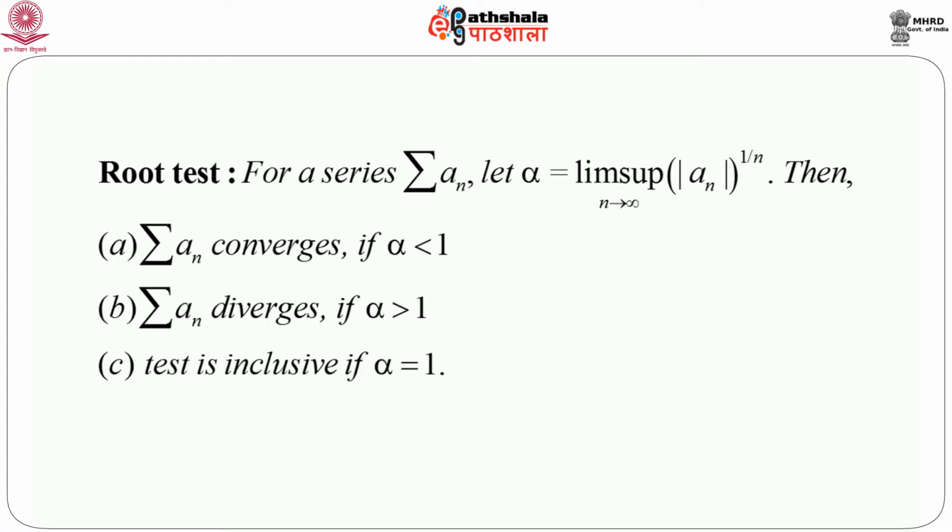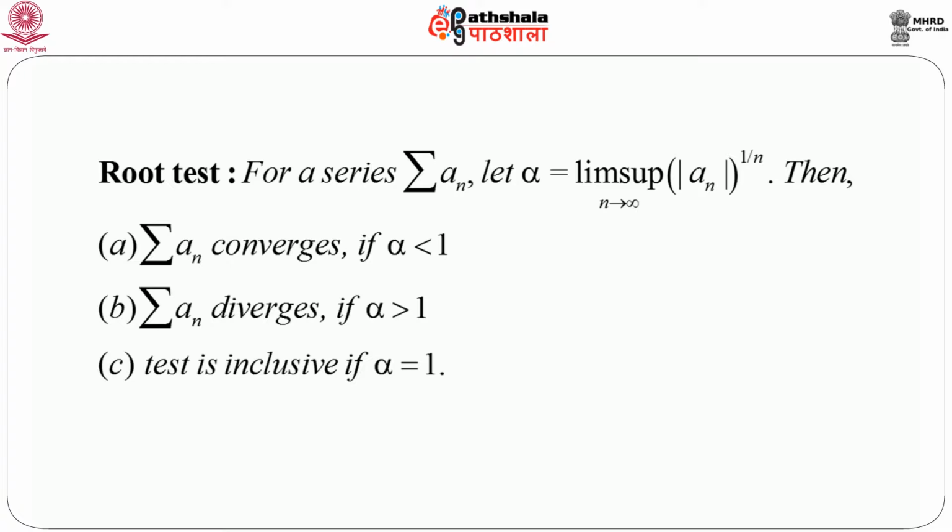That means nth root of modulus of a_n, and consider the lim sup of that sequence. Then summation a_n converges if alpha is less than 1 and summation a_n diverges if alpha is greater than 1. So, the natural question will arise: what happens when alpha equals 1? Unfortunately, the test will be inconclusive. That means we cannot take any decision whether the original series summation a_n converges or diverges if we get the value of alpha to be equal to 1.